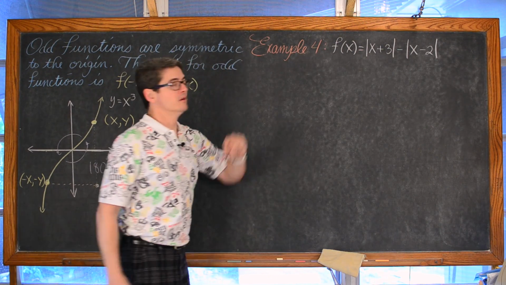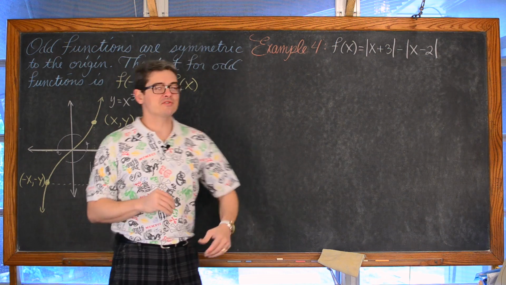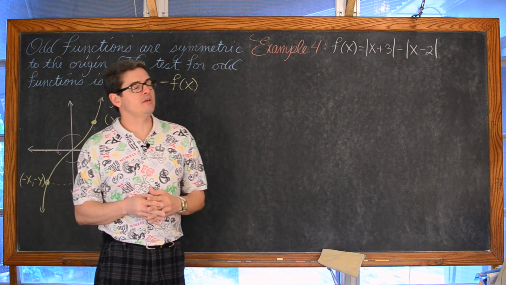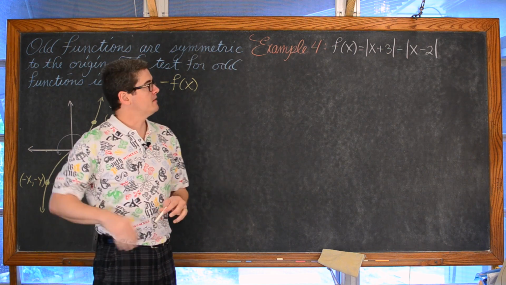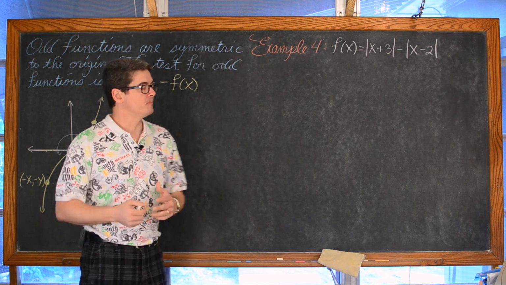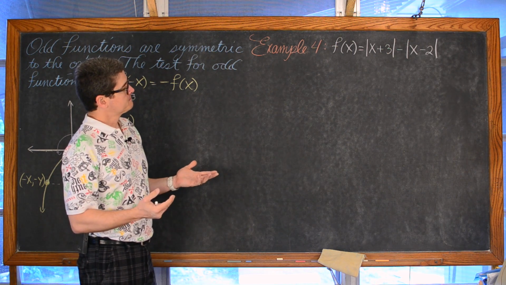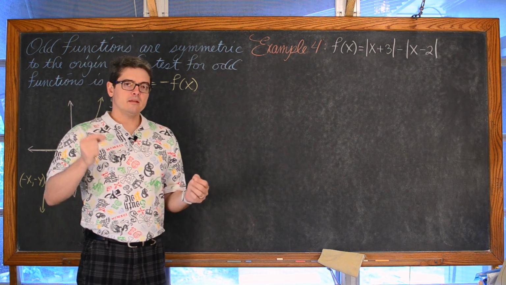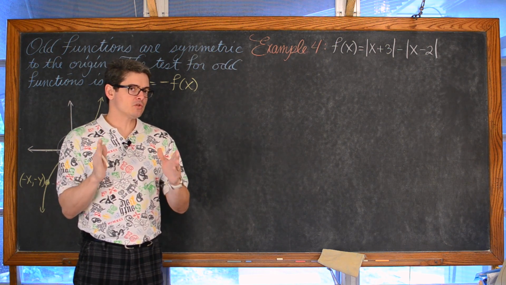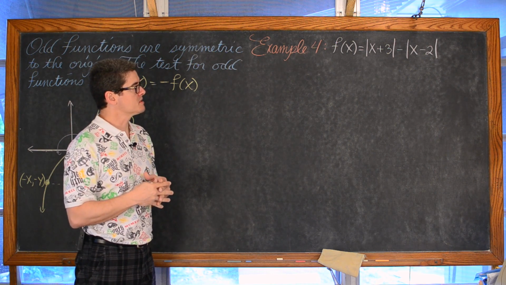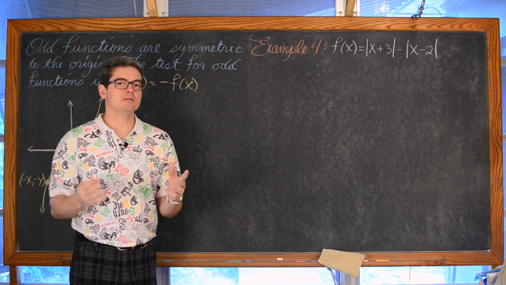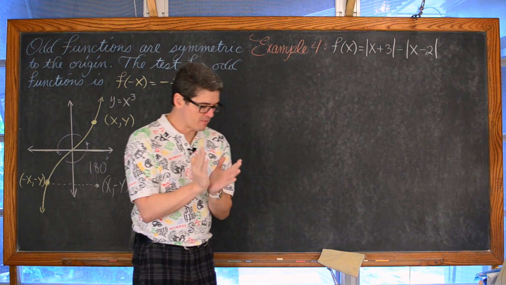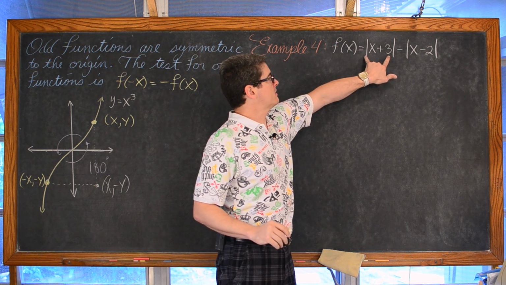Next example. Example number 4 for identifying odd functions. We have f of x is equal to the absolute value of x plus 3 minus the absolute value of x minus 2. Again, the absolute value functions are a little bit tricky. They're not just basic grouping symbols. And again, these absolute value graphs will always have a sharp bend somewhere, and something is special happening with that.